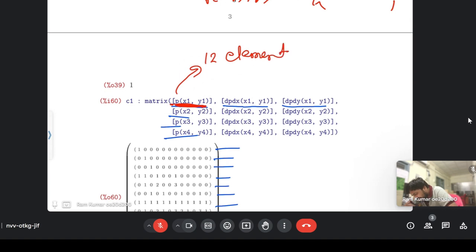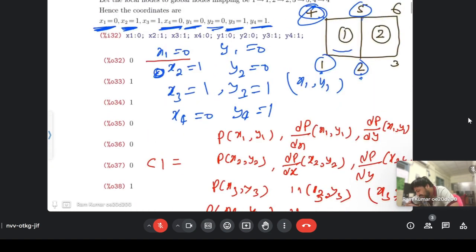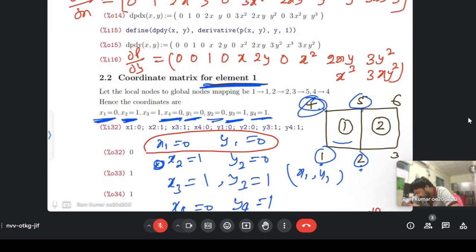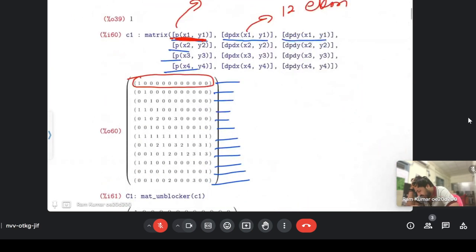12 element. Similarly for this one, 12 element. So all are having 12. So first we will write this one. Whatever we are having x1, y1, that is our 0, 0. If I put 0 comma 0 in this function, all these will become 0. Only one will remain because this is constant. So we got one here only.